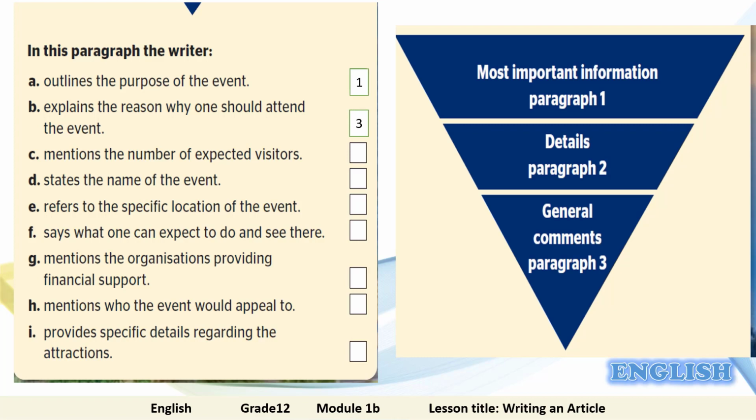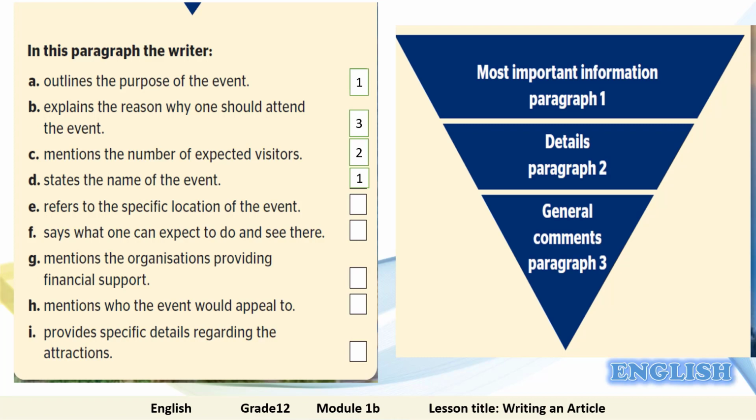Mentions the number of expected visitors. This is what we call details. And the details should be in paragraph 2. States the name of the event. One of the most important information. And as we said before, important information should go under paragraph 1.